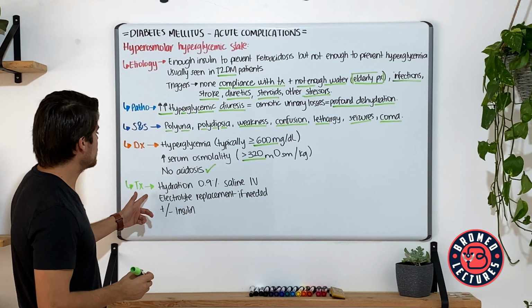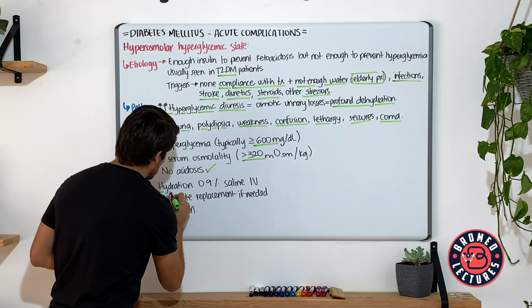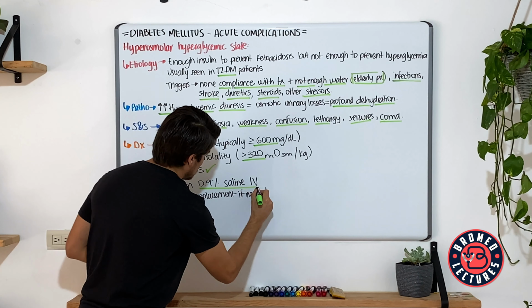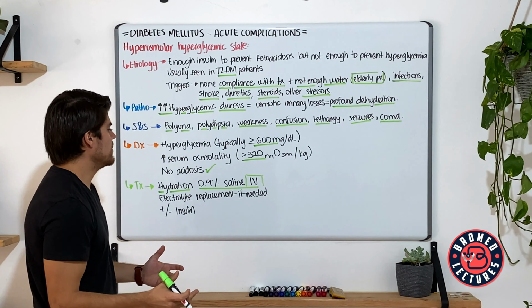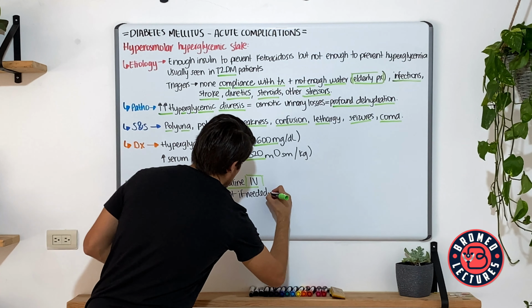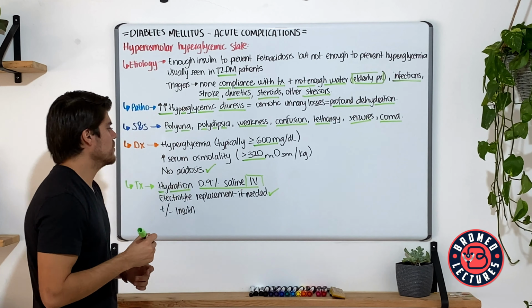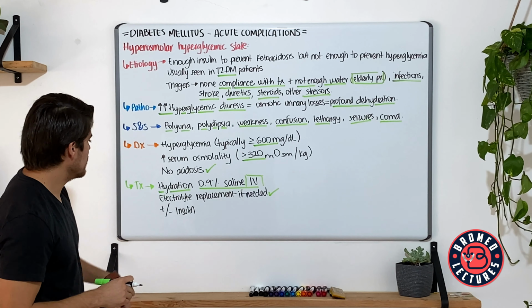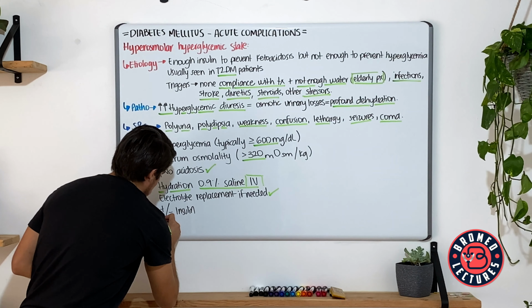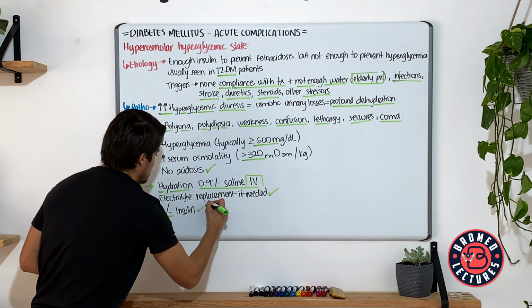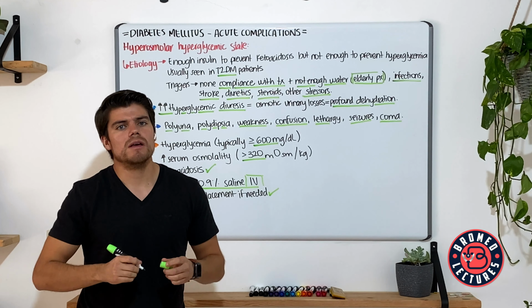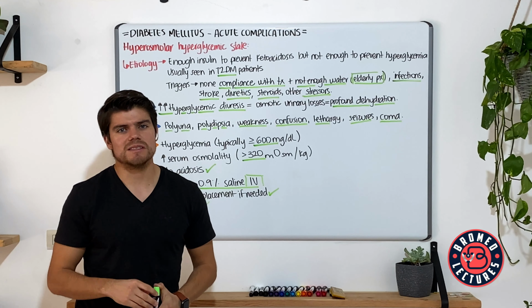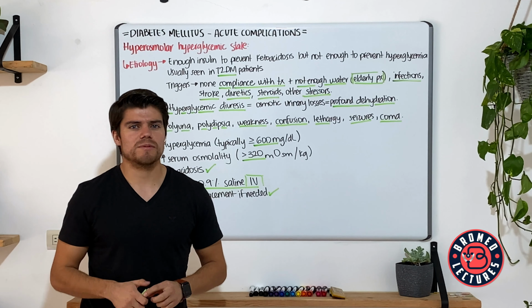Now for the treatment, remember to hydrate these patients rapidly with 0.9% saline IV, and of course electrolyte replacement may be needed. If the patient needs to correct sodium, potassium, or calcium, then check for those. And of course, the patient may or may not need insulin, and that is in regard to the patient's presentation, the amount of hyperglycemia that the patient has, and the extent of the dehydration.